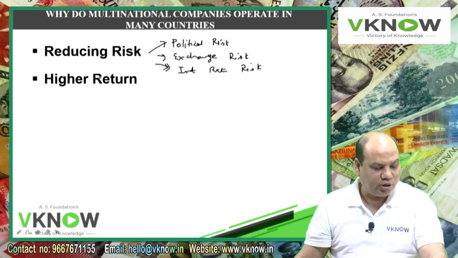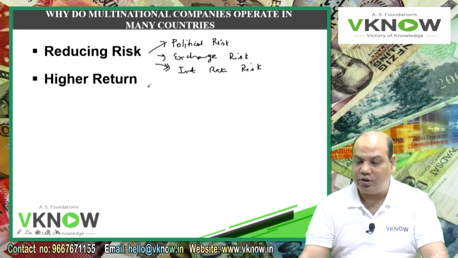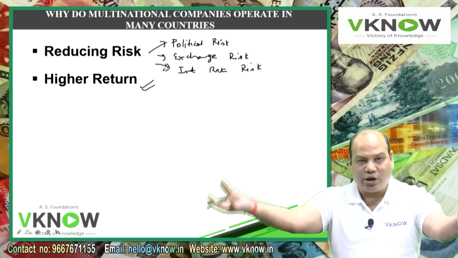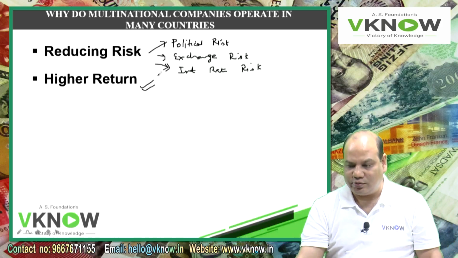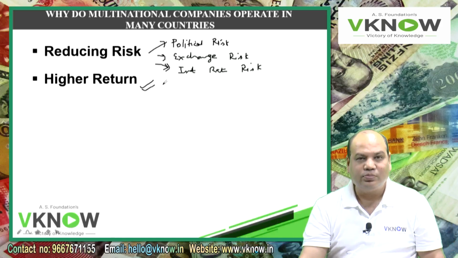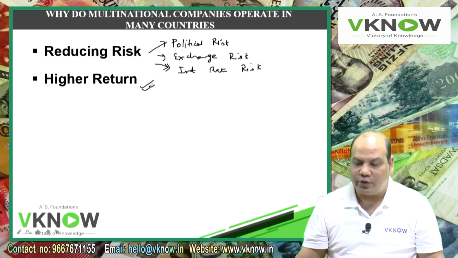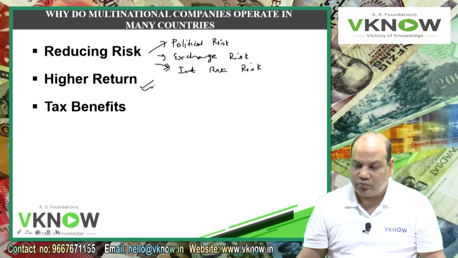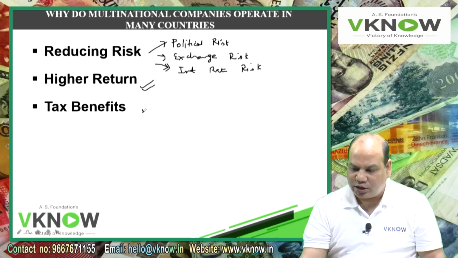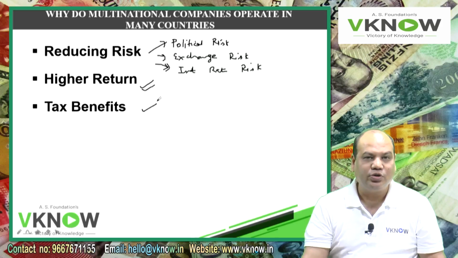But the most important reason is the second point, higher return. They are able to generate more and more profit when they operate in many countries. They are able to capture the market of different countries. Sales go up, profit goes up, rate of return goes up. Many times these multinational companies operate in different countries to enjoy tax benefits also.